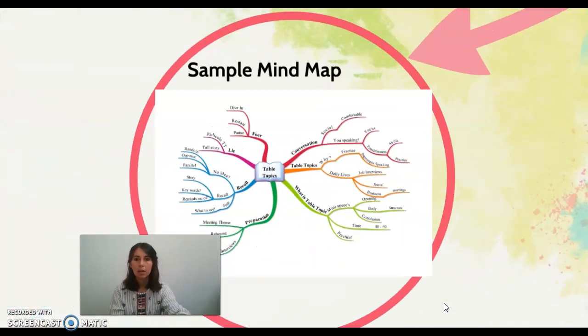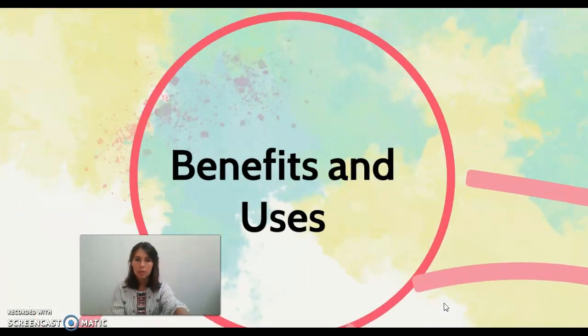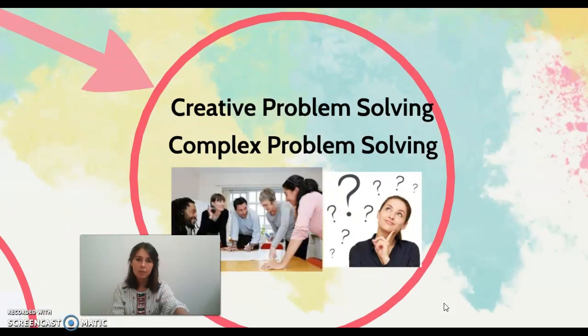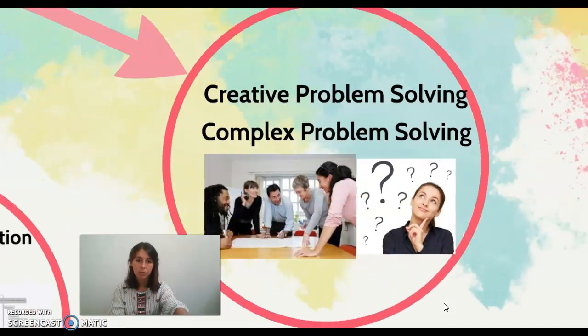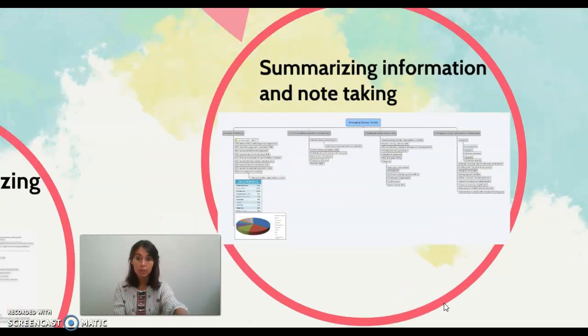Good. This is an example. As you can see, they look like that, but they have different forms. So you will have tons of different examples of mind maps. There are many benefits. You can use them to create and also problems. For summarizing information and for taking notes when there's too much information, too much data, creating mind maps helps you to summarize, to make things simpler. That's the point of it.